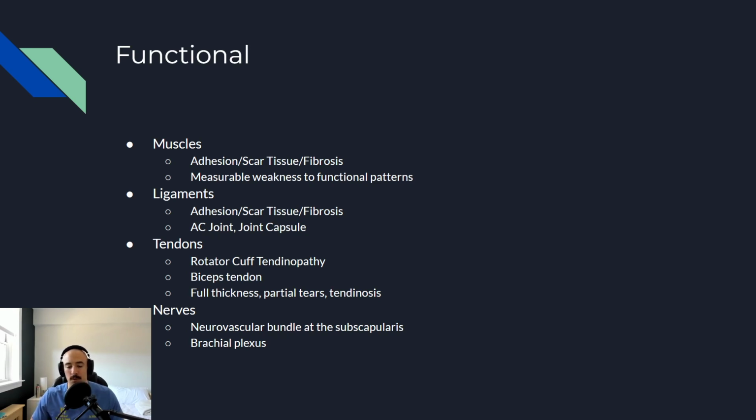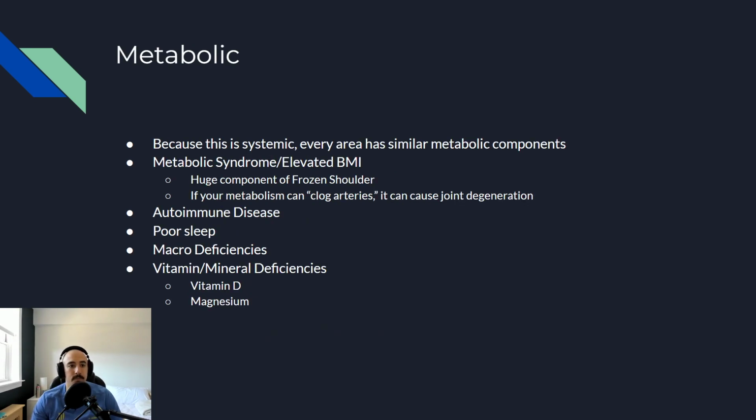And then tendinosis is a really important one too. That is a disorganization of the tendon pattern. Nerves, right? Where do we run into issues with nerves in the shoulder? Well, largely the neurovascular bundle at the subscapularis. It's right underneath, up in through that armpit. It's where you have a brachial plexus. You can get those nerves stuck down.